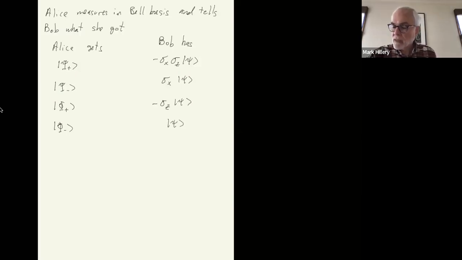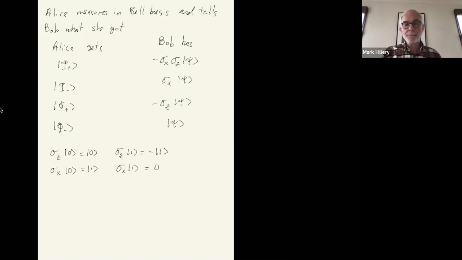Okay, so what are these sigma things? Sigma z does the following. Acting on zero, it gives zero. Acting on one, it gives minus one. Sigma x just flips. So sigma x acting on zero equals one, and sigma x acting on one gives zero. So you can see that Bob in general gets a kind of distorted version of the state that Alice wants to transmit. In the case that Alice gets phi minus, he actually gets the state that she wants him to get. But what about the other situations?